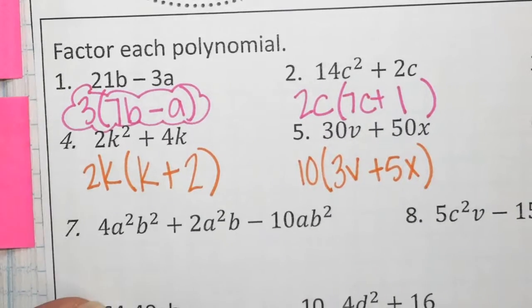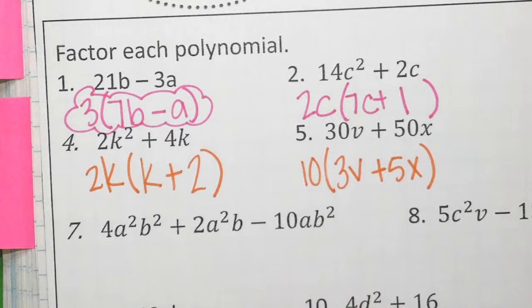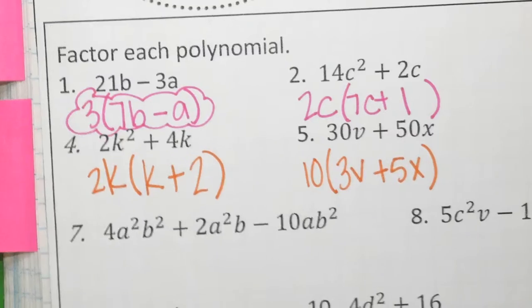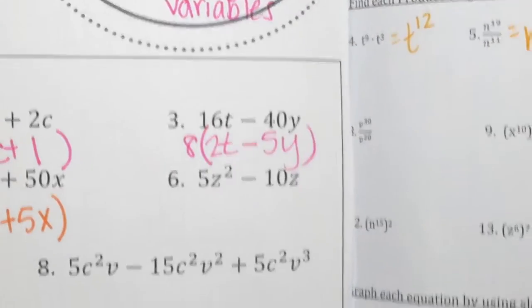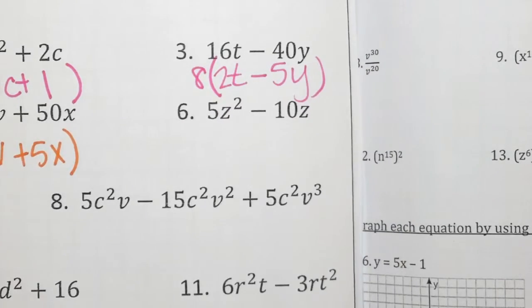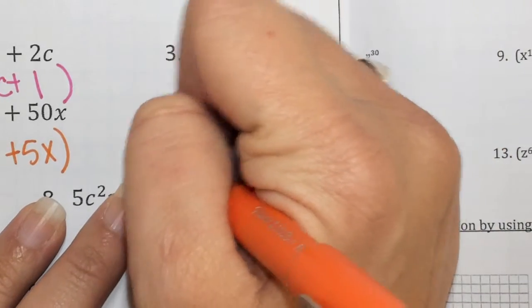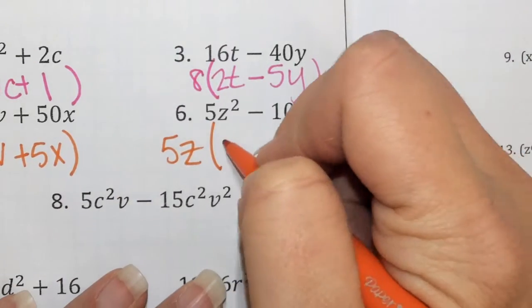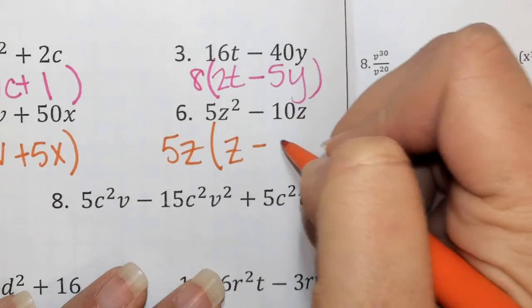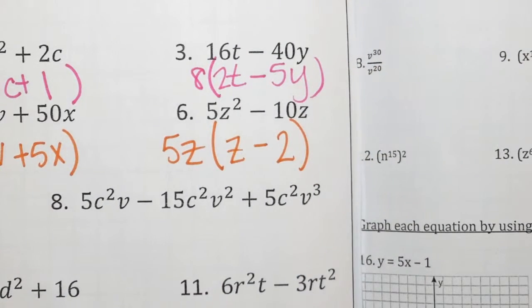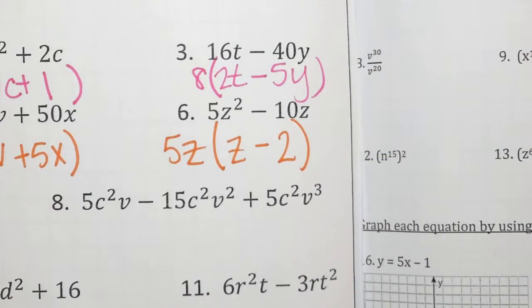Awesome. Why is it 10 and not 5? Yes. So we need the greatest one, right? The largest. Alright, what about number 6? What do we get for that? 5z. And then inside parentheses, you should have z minus what? 2. Awesome. How many of us got that right? Take a point.